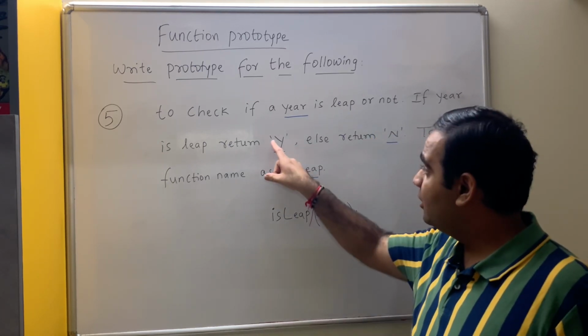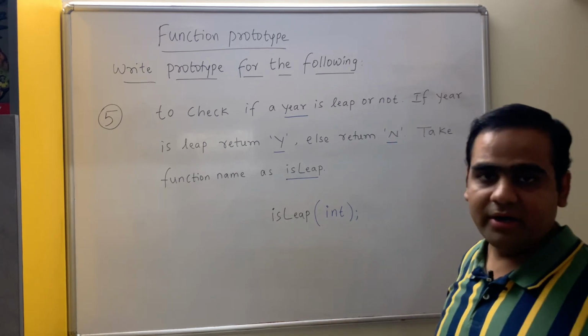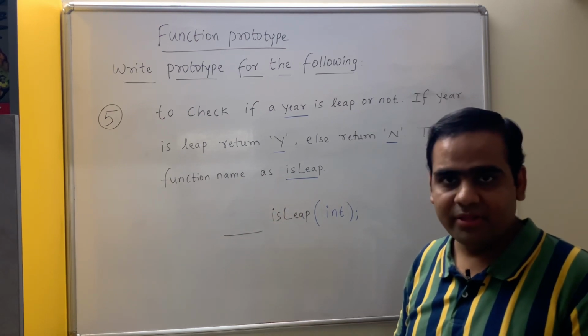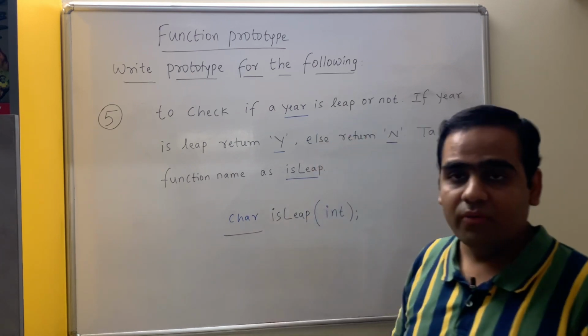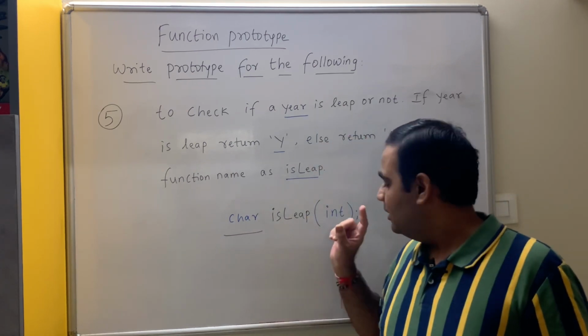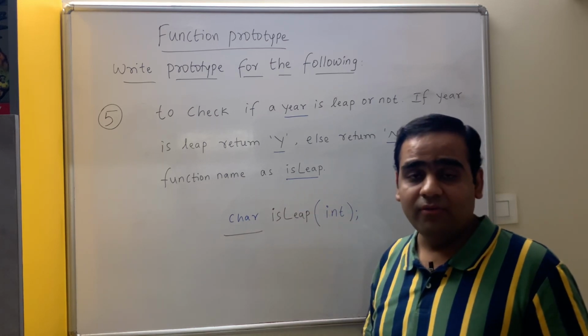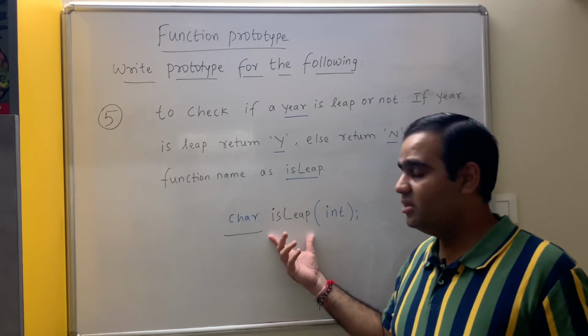Now we know that y written in single quote and n written in single quote is of what data type? Can you fill in the blank for the return data type? Yes. What should be the return type? Return type is char. Now we say isLeap is a function which takes any integer as input and returns the answer in the form of character, and semicolon at the end is mandatory. This is the function prototype.